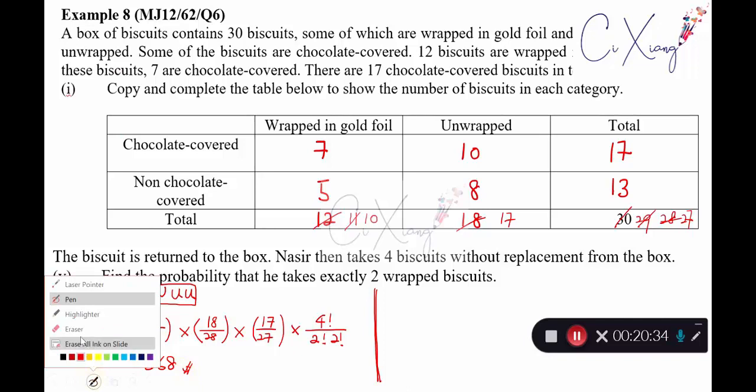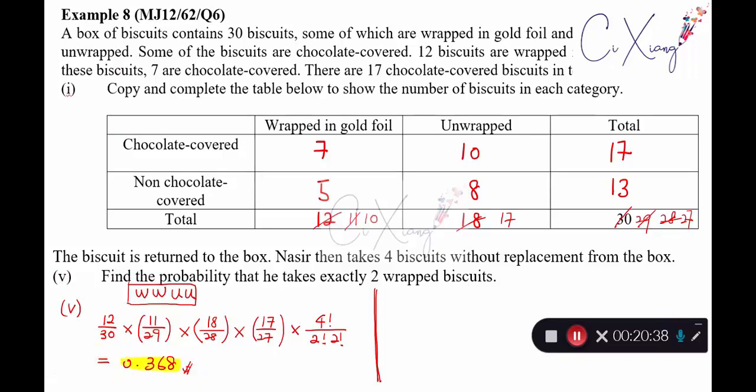So if you want to get the probability biscuit by biscuit, eventually you still need to consider the arrangement of the biscuits that you might have. So this is method number 1, which involves the permutation concept that we learned in chapter 2 before.